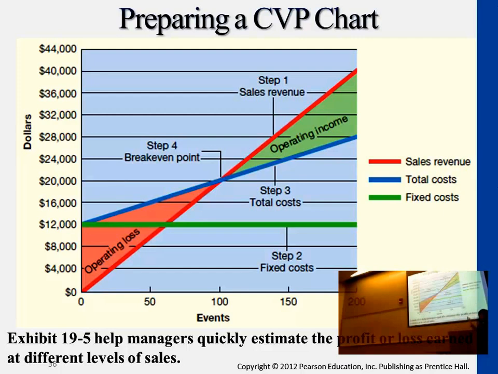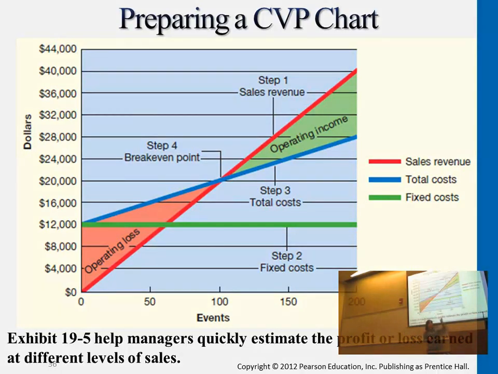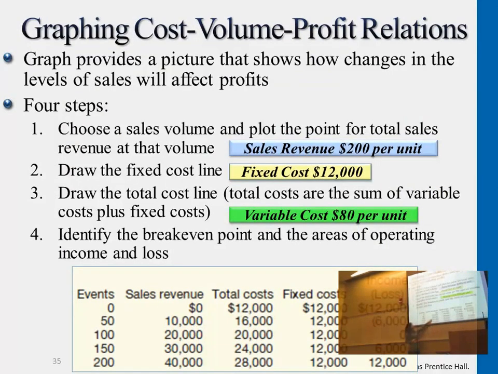Now, the goal for this chart is to understand the break-even point and also the operating income portion. Where the sales revenue line joins with the total cost line is the point where the company has break-even units and break-even sales, which is 100 events, because sales revenue for 100 events is $20,000, which equals the total cost incurred for 100 events.